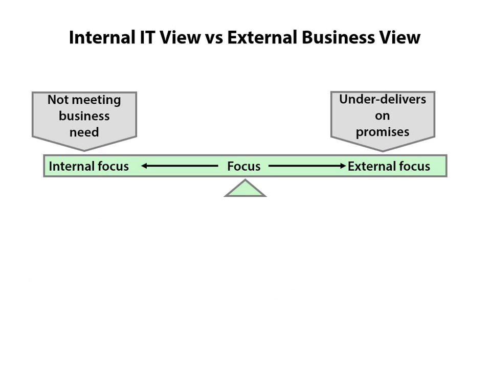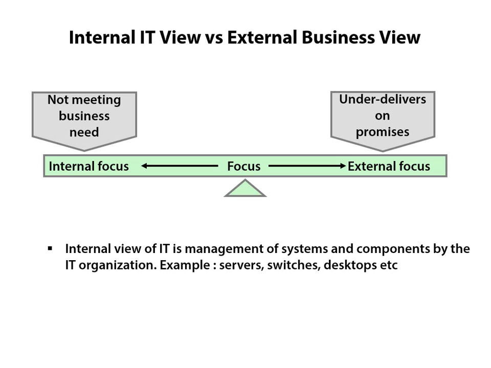Let's look at the first type of balance to be achieved in service operations: internal IT view against external business view. Internal IT view is management of systems and components by the IT organization. Some examples include management of servers, switches, and desktops, among others. In a typical IT organization, you will have a number of teams working on IT aspects like a team for managing servers, a team for networks, a team for storage systems, and so on.